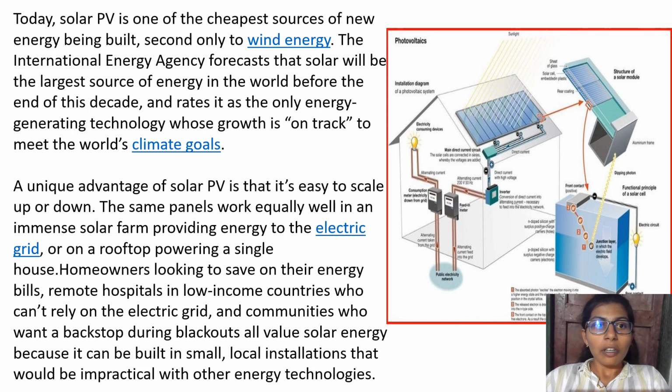Today, solar PV is one of the cheapest sources of new energy being built, second only to wind energy. The International Energy Agency forecasts that solar will be the largest source of energy in the world before the end of this decade and rates it as the only energy generating technology whose growth is on track to meet the world's climate goals. The unique advantage of solar PV is that it's easy to scale up or down.